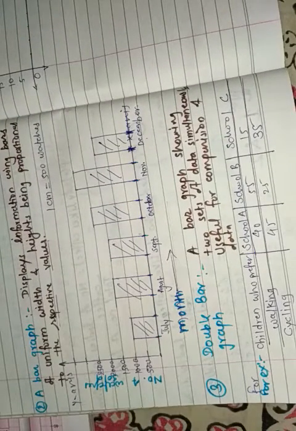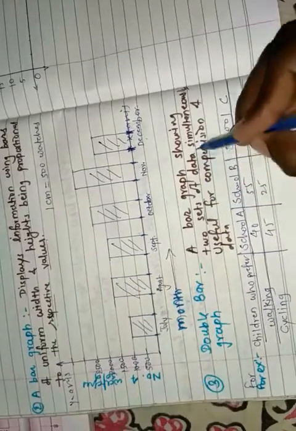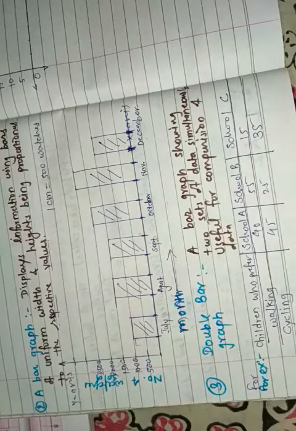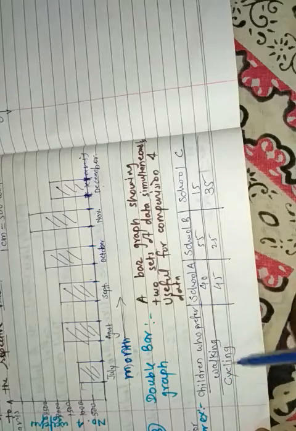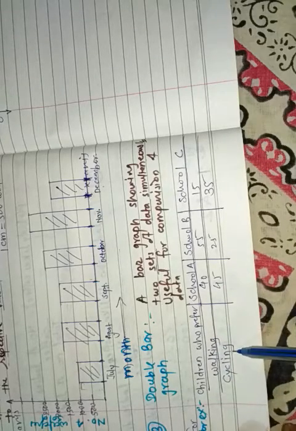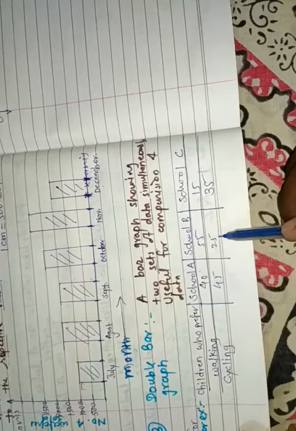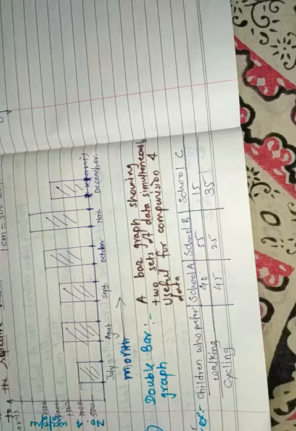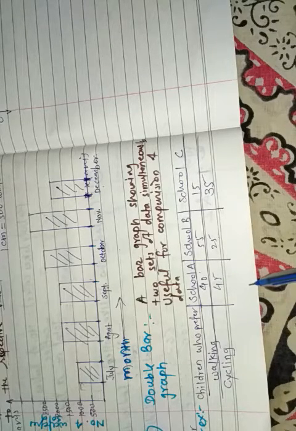Students, our next type is the double bar graph. So a double bar graph is a graph in which a bar graph shows two sets of data simultaneously. Simultaneously we are drawing the bar graph beside the one bar, and this is useful for comparison of the data. To understand this, I have taken the example, that is children who prefer walking and cycling. So school A children are 40 and 45, school B 55 and 25, and school C 15 and 35. So let's try to draw the double bar graph by using this given raw data.